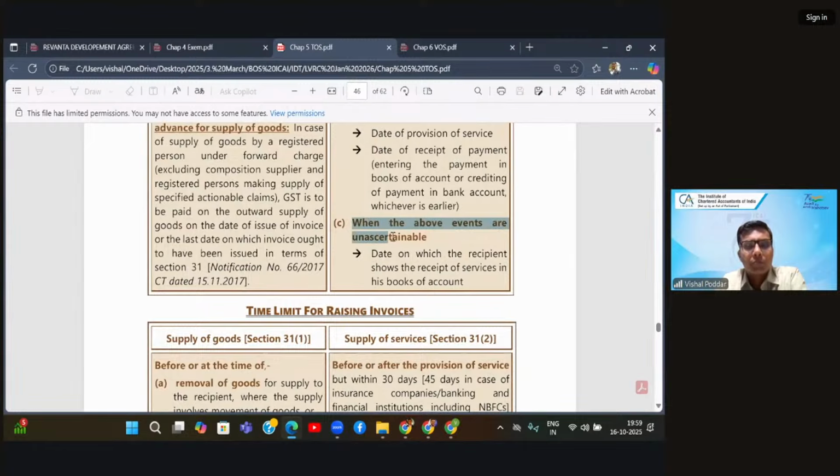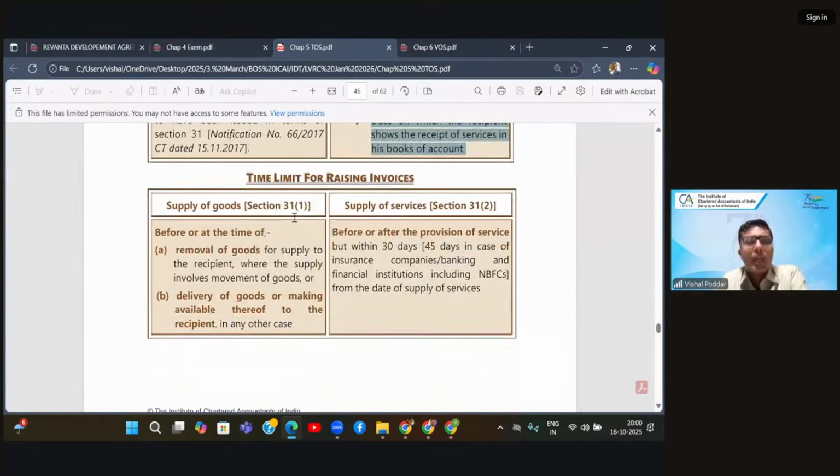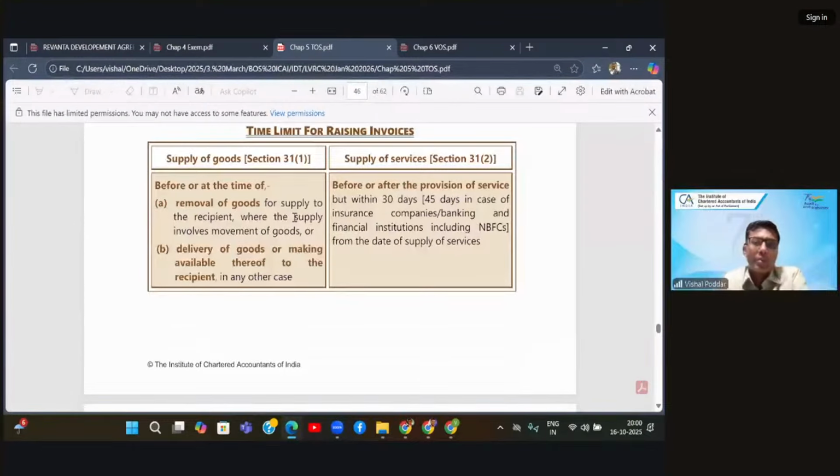Now here there is a residuary type of provision given which says that when the above events are unascertainable, we have to take the earliest of 3 days in case of service. Now if any of these dates are not ascertainable, when proper accounts are not prepared or when proper documents for these dates are not available, then the law has provided a way out. It says that the date on which the recipient shows the receipt of service in the books, that will be the time of supply. So this is a way out where any of the above dates are not available.